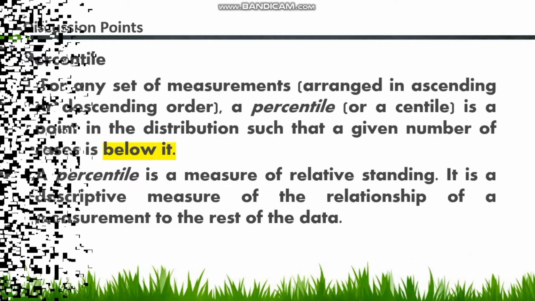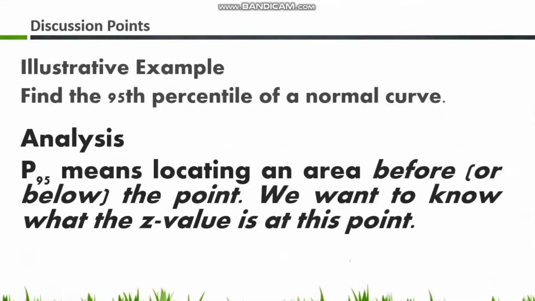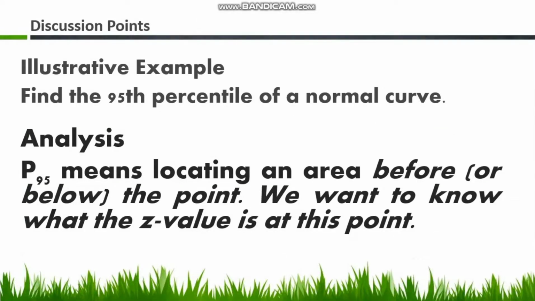So for example, let us have this one. Find the 95th percentile of the normal curve. What's the meaning of the 95th percentile, or P95 in symbol? It means locating an area before or below the point. We want to know what the z-value is at this point. Okay, so for example, your grade.